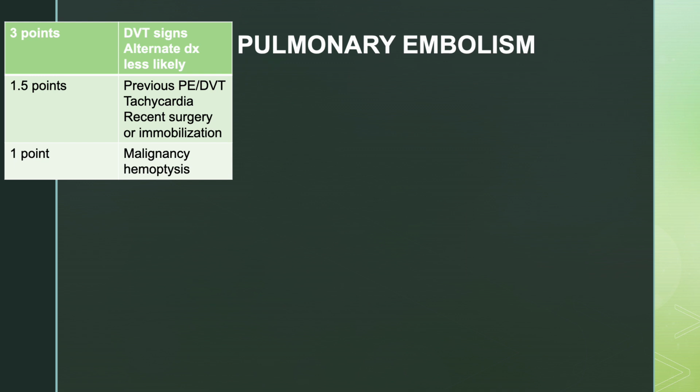For example, if someone has previous pulmonary embolism or DVT, that's 1.5. If someone has tachycardia, that is 1.5. Recent surgery, remember, is a big risk factor. Patients who are immobilized, or immobilization in general, prolonged flight, wheelchair bound. Each of these is given 1.5 points. Then malignancy and hemoptysis have 1 point.